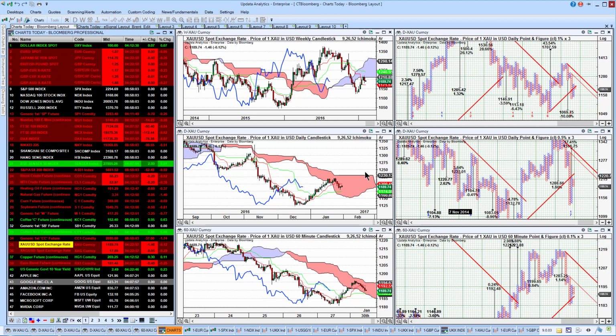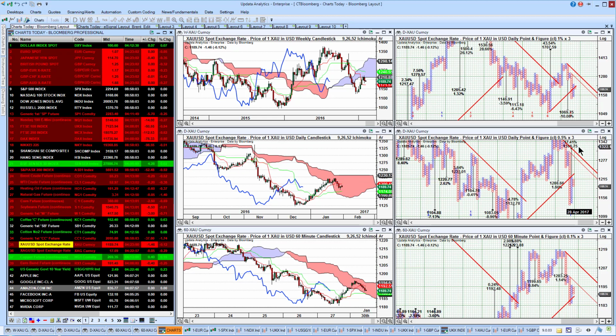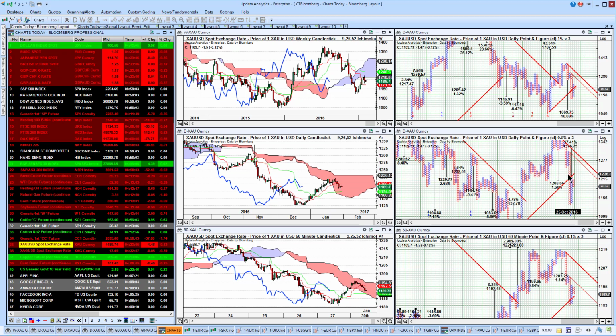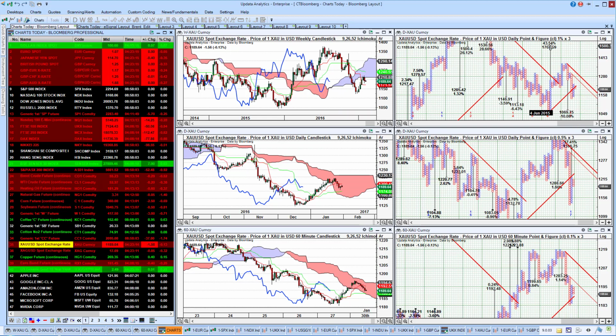If we then move higher than this level over here, then we activate that upside target to 1396, taking us to a new high. But of course the picture is still bearish, but if we break above that, that's our first sign that we might see the recovery. And the weekly cloud, of course, the lagging line has stayed above the cloud. We do have downside targets and upside targets.